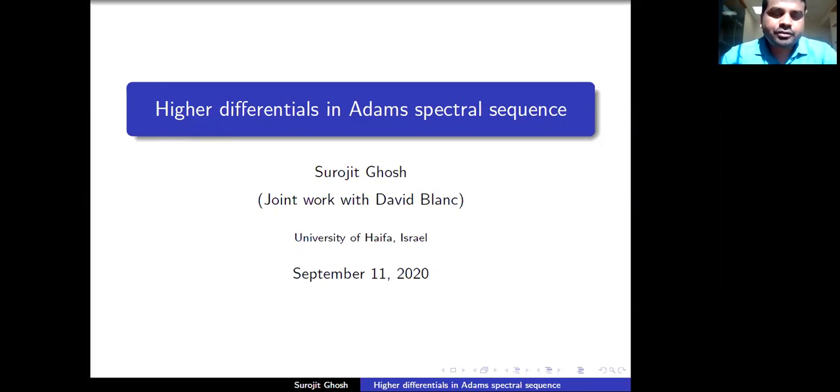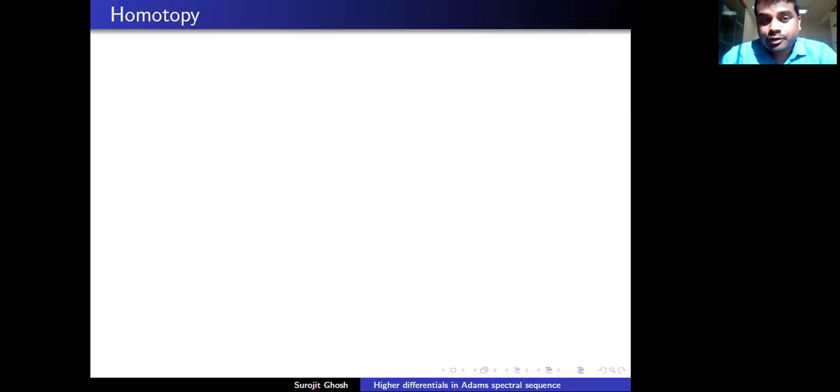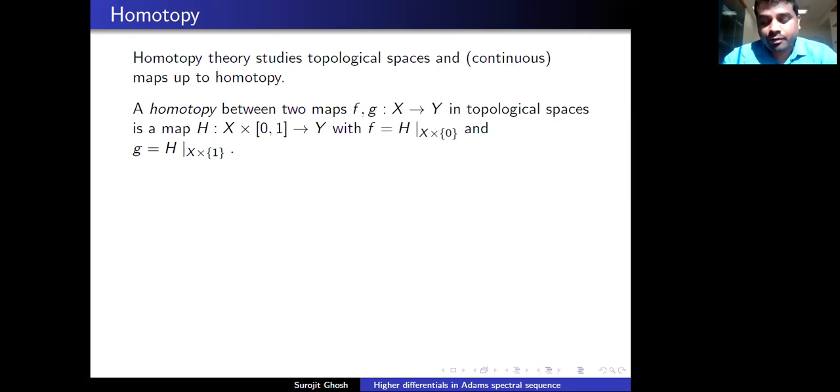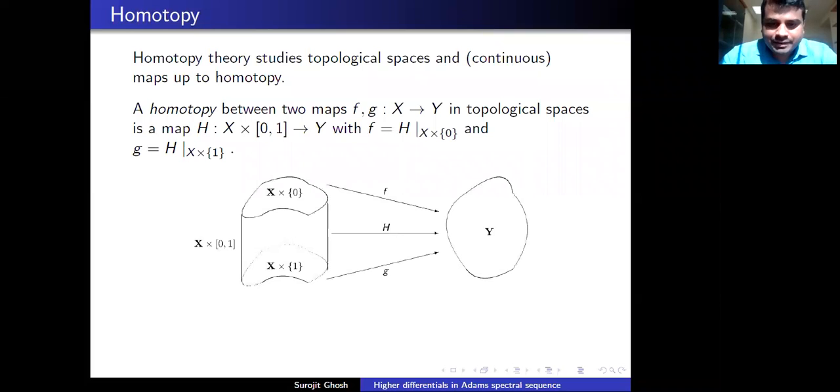If somebody doesn't know, that's why I just want to say something about the basics. So we start with the homotopy. In topology we study homotopy for topological spaces and for continuous maps, up to a certain relation called the homotopy. A homotopy is actually a deformation of a continuous map from one to another in a continuous way. This picture will give you the flavor of the homotopy: a continuous deformation from the top of the cylinder to the bottom of the cylinder.